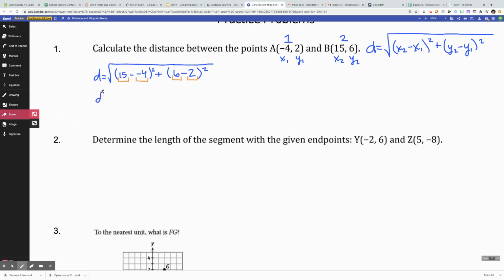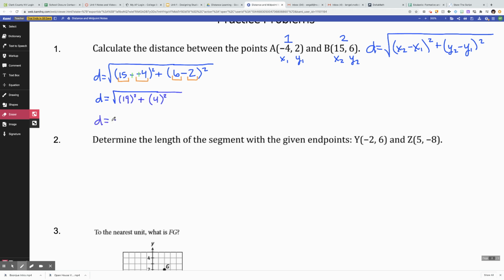I'm going to do what's inside my parentheses first. What I have right here is 2 minus signs right next to each other, so those become plus signs. So I have 15 plus 4, which is 19. I started with the minus sign in there and then changed it to a plus sign afterwards, just so that I didn't confuse myself and drop a negative sign or put another negative sign in there by mistake. So I have 19 squared plus 6 minus 2, which is 4, squared.